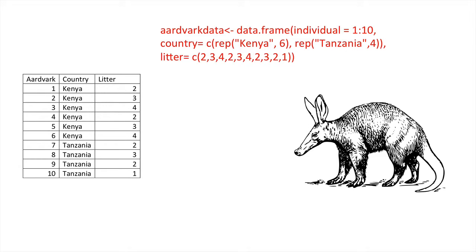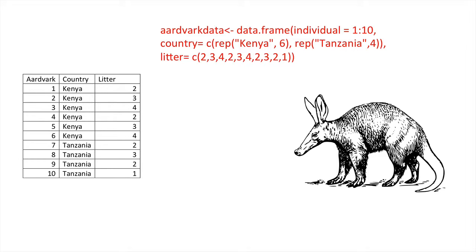Well, of course we could read it from a file if we choose, but for now let's just write it directly into R. So we'll say aardvark data is data frame. Well, we know that we're counting the individuals from 1 to 10, so a simple way is to say individual is equal to 1 to 10. What about the country? Well, we have 6 Kenya data points and 4 Tanzania. And to have Kenya written down 6 times, we can use the rep operator that we met earlier. So the country is 6 Kenyans and 4 Tanzania written after one another.